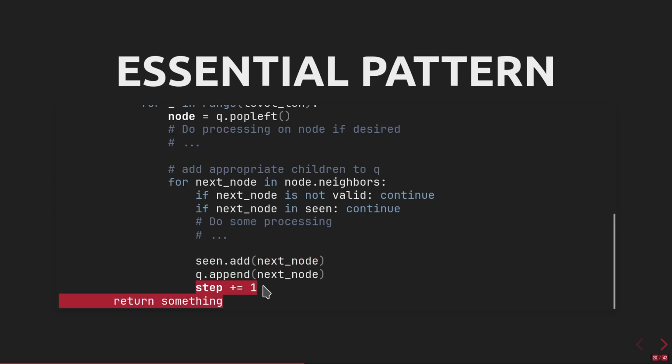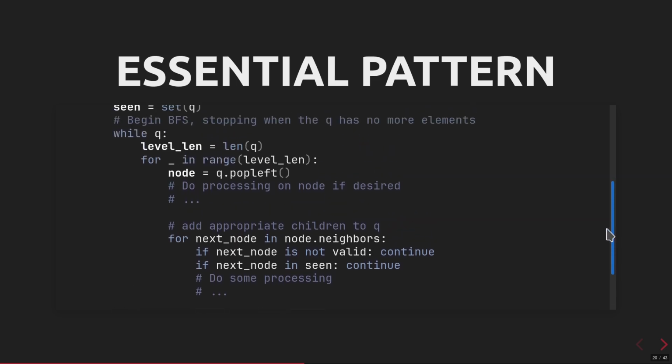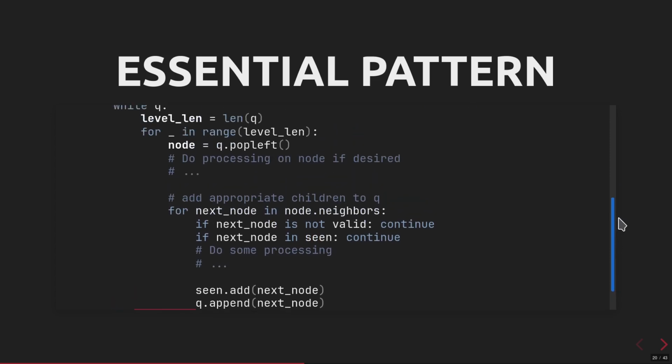And this is a mistake. This step line should not be here. It should be out here at this indentation level. You'll want to increment your step after you're done processing the entire level. Of course, if you don't care about the level, don't worry about this outer for loop. You're allowed to just do all the stuff inside the current for loop. So treat this as optional when you don't care about the length, when you don't care about the level that you're at.